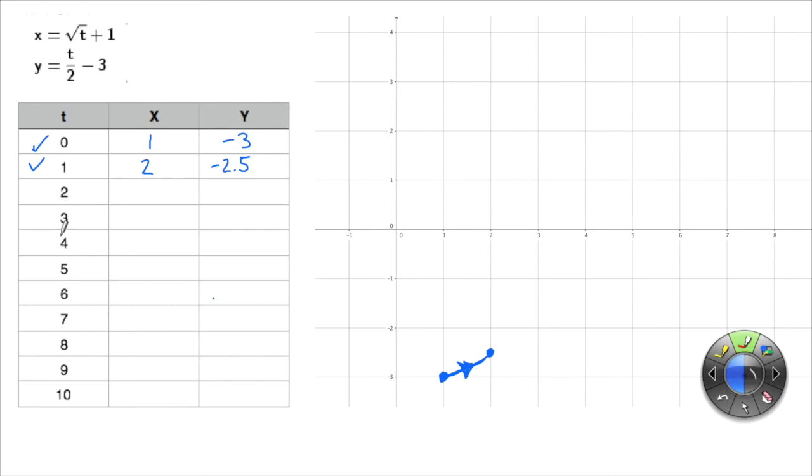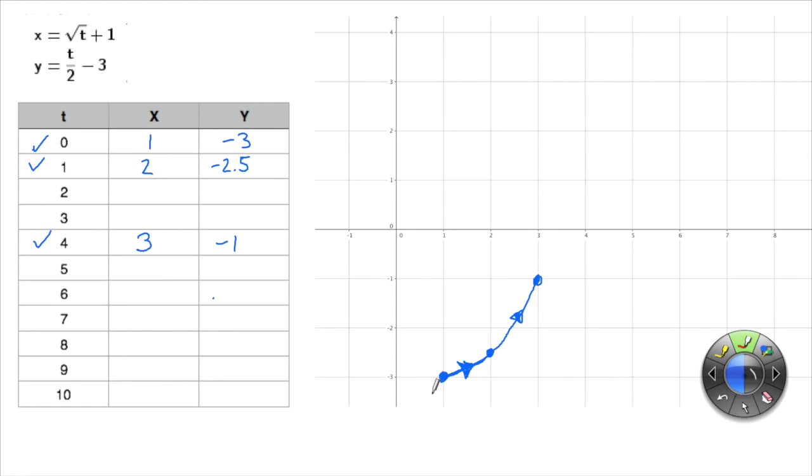All right, the next point of interest will be this 4. I can take the square root of 4. So the square root of 4 is 2. 2 plus 1 is 3. And then 4 over 2 is 2. 2 minus 3 is negative 1. So we'll get this coordinate 3, negative 1. So the graph is continuing in this direction, and it cannot change direction. That's the orientation of it. And this is the third point.